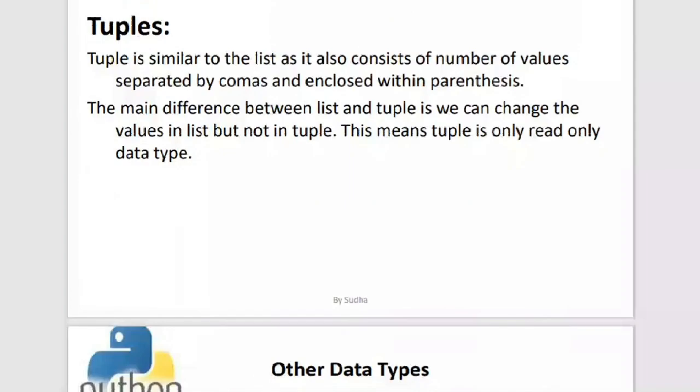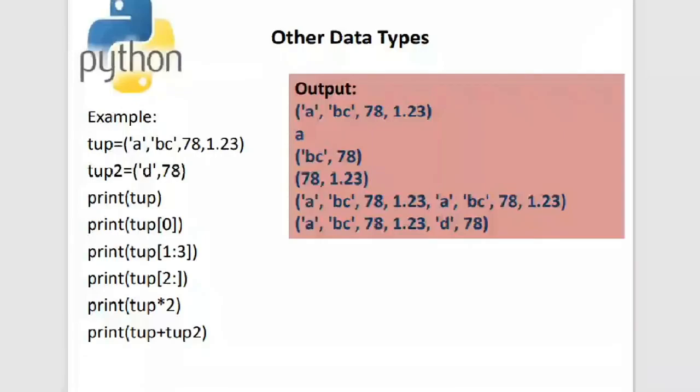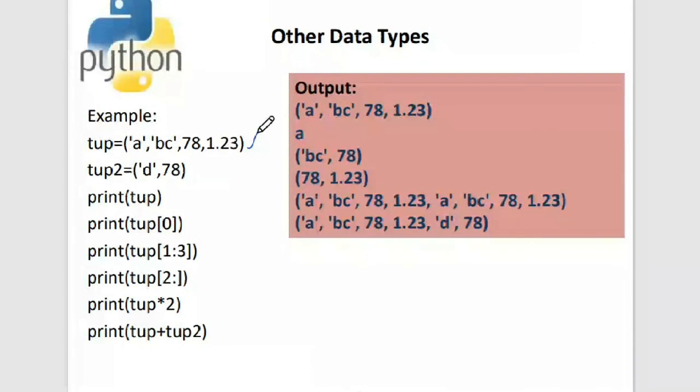Dictionaries are mutable. Okay, right, good. So here I have shown you an example of tuples. I have taken a tuple over here, and then I have taken another tuple over here. I just have printed the tuple here, so it will just print all the elements inside the tuple.